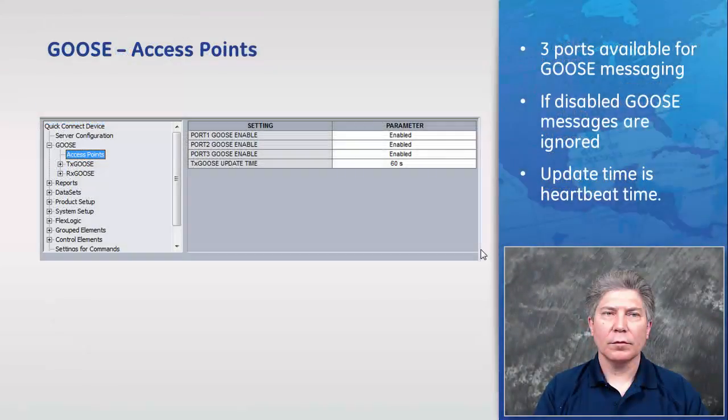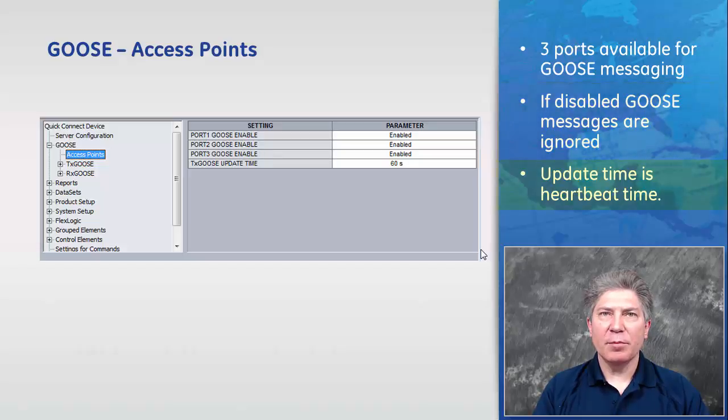The next thing we'll look at is the Goose access points. The version 7 CPU module has 3 ports. Here we can enable the ports that will be designated for Goose messaging. If any of the ports are disabled, the Goose messages coming through those ports are ignored.